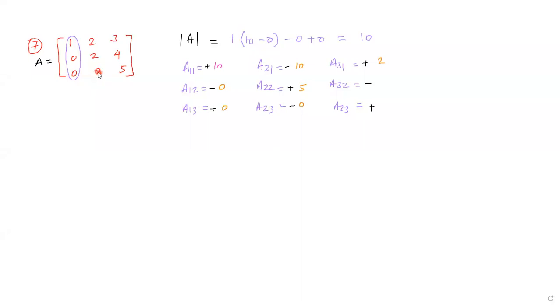Then this element, this row, column jayega, baki 4 minus 0, 4. Then this column, row, so 2 minus 0, 2. Okay. So, ab, abhi adjoint of A likh sakte hai. Adjoint of A.